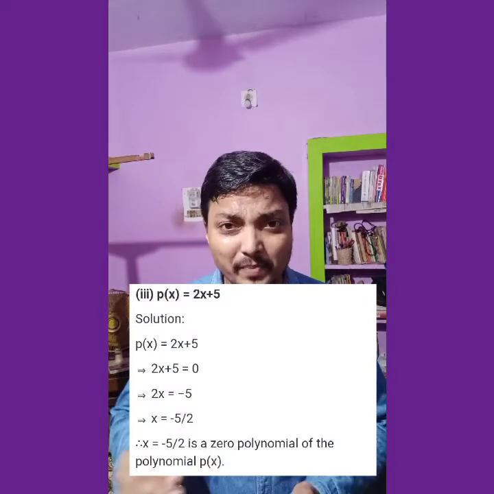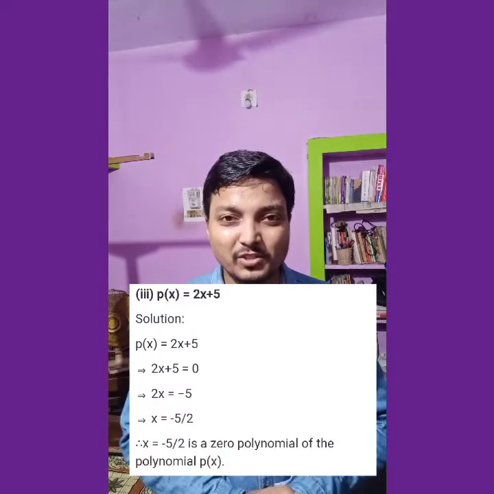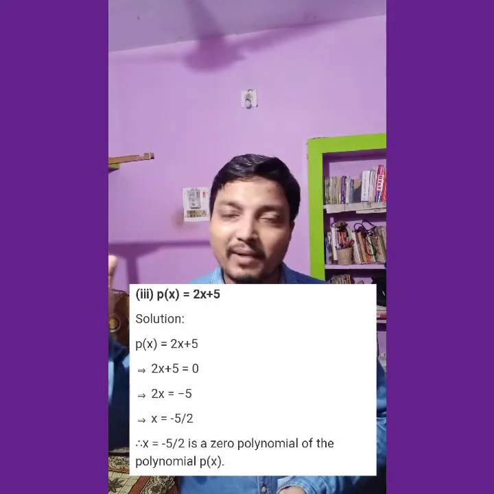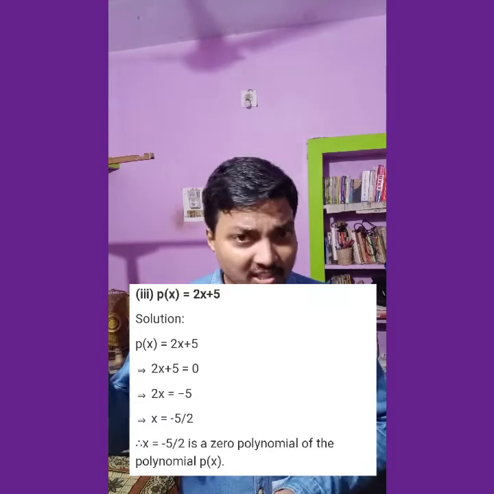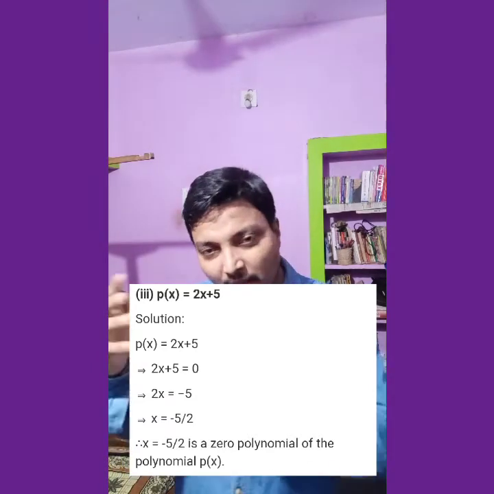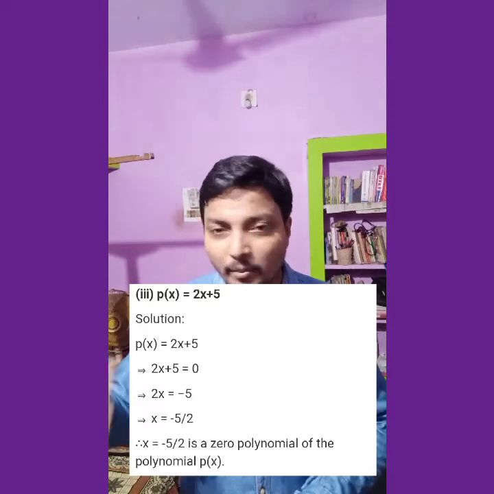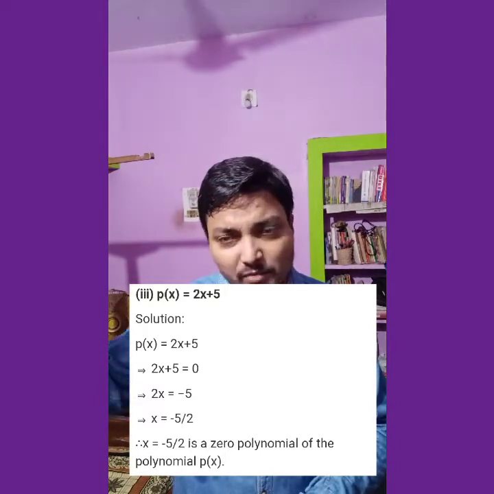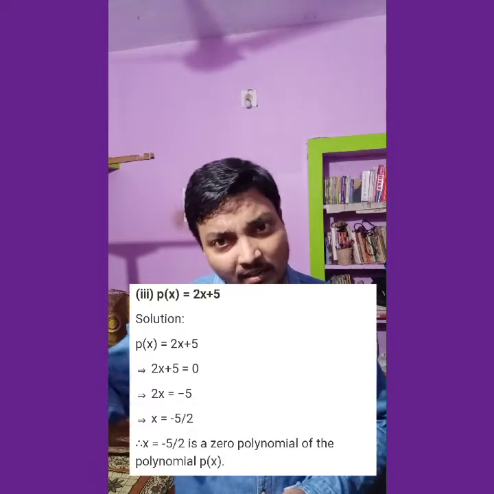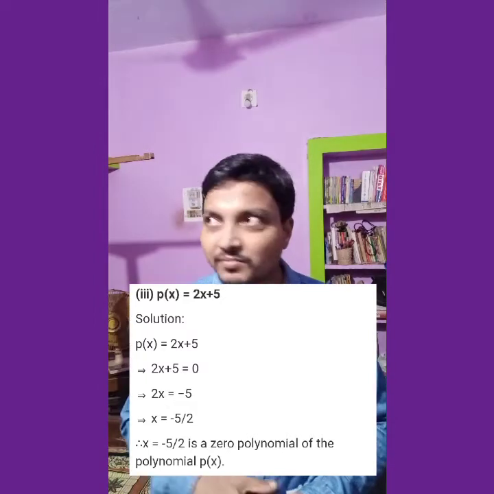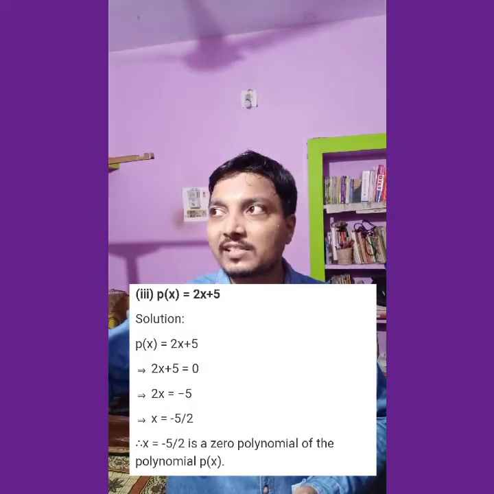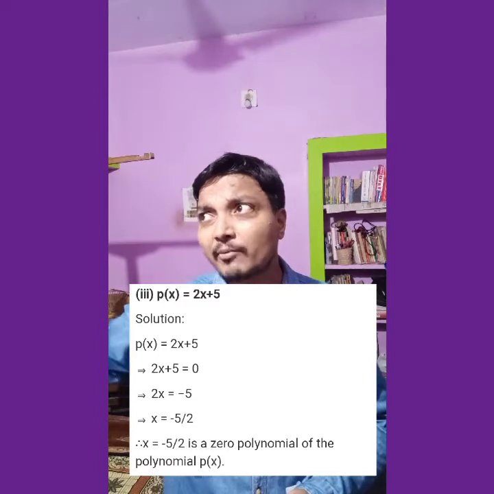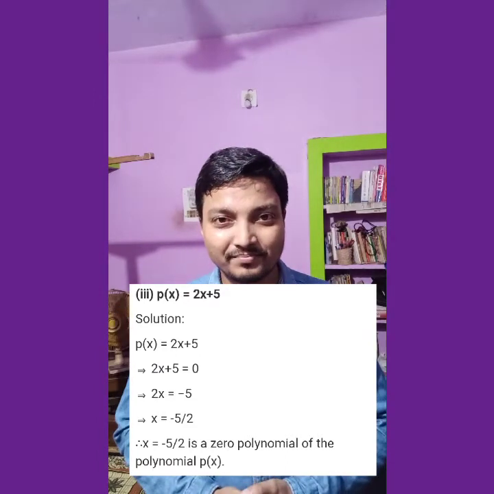Ready? Then the next one, third, is 2x plus 5. The polynomial is p(x) equal to 2x plus 5. To get the 0 of the polynomial, we have to equate the polynomial to 0. So 2x plus 5 is equal to 0. Then, after the linear equation form, we solve. On solving, I got 2x equal to minus 5, and in the next step x is equal to minus 5 by 2.